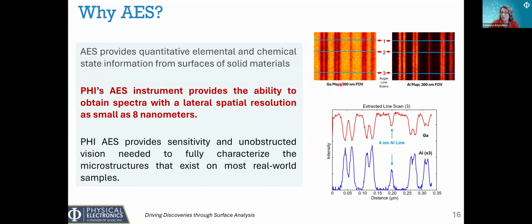Here's an example of a gallium map and an aluminum map, where we are pushing the limit. We can see that we can actually detect a 4 nanometer line from this sample. Phi Auger provides the sensitivity and the spatial resolution that we need to analyze really difficult and challenging microstructures that are not possible by other instrumentation.